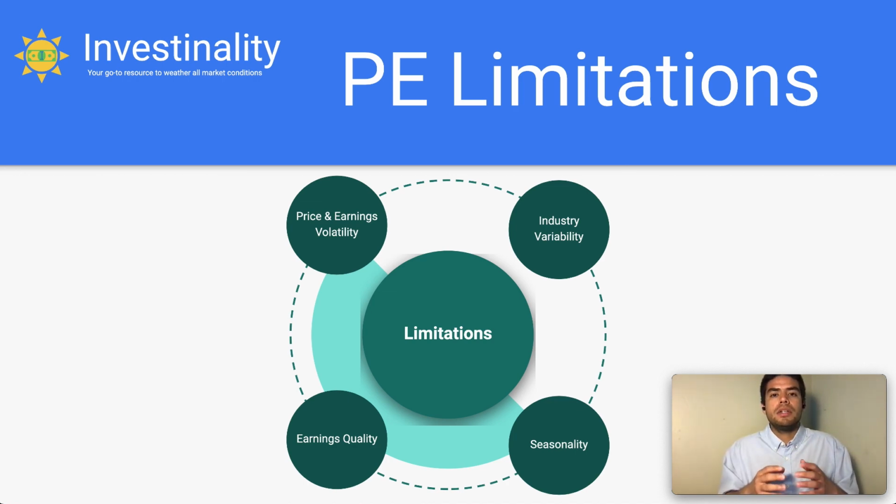Also, there's the concept of industry variability. As was mentioned, a tech company is more likely to have a higher PE than an oil company, in which case we have to remember to compare apples to apples rather than apples to oranges. There's also the concept of earnings quality. Now, I went through this in my EPS video, so make sure to take a look in the comments below. Lastly, there's the concept of seasonality. Seasonality is how well a company does during certain quarters.